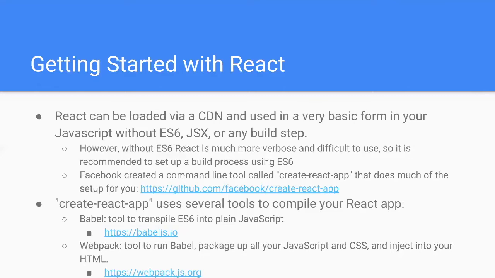There are several tools that we use to compile the React app. Again, in React we're using ES6, which is the new version of JavaScript that's not fully supported by browsers yet. So we have to compile it into normal JavaScript. There's a couple of tools that we use. The first is Babel. Babel is a tool to transpile our ES6 into plain JavaScript. And again, Create React App sets all this up for us, so we don't have to worry about setting up Babel. It does it for us, but that's what it's using behind the scenes to convert our ES6 React into plain JavaScript that the browsers can read.